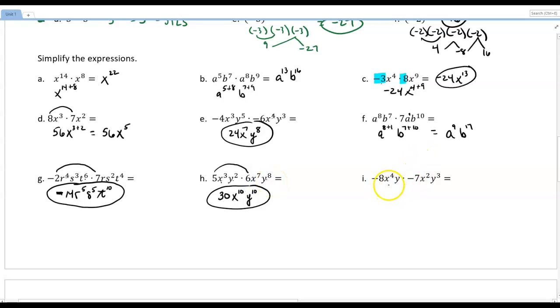Then finally, the last one. Multiply the coefficients together. That would give you positive 56. X to the 4th times x to the 2nd is x to the 6th. Then y to the 1st times y to the 3rd would be y to the 4th.